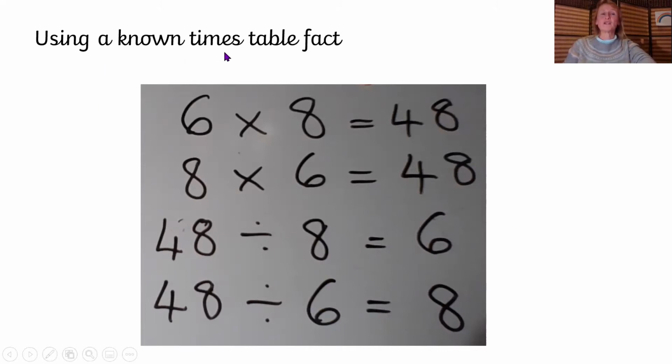So using a known times table fact. Now then, you know that once I know a times table fact, I know other things. I know other things just because I know that 6 times 8 is 48. I know that I can swap these two digits around because 6 times 8 gives the same answer as 8 times 6. You've done that lots of times, okay? You know that 6 times 8 is the same as 8 times 6.